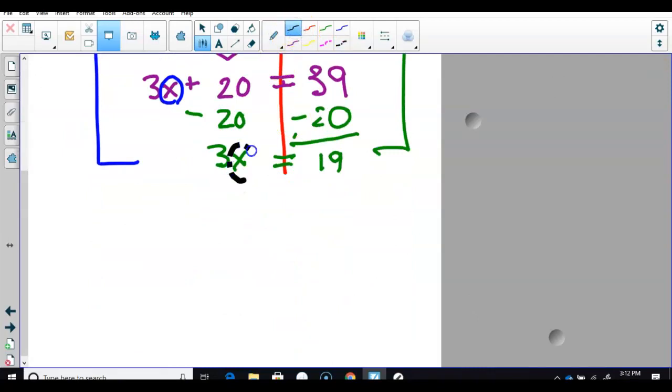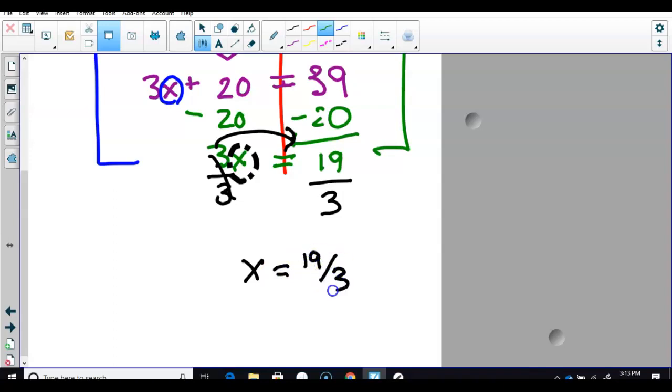I still need x by itself there, so I need to get rid of that 3. Since it's multiplication by 3, I want to bring that 3 to the other side. I do the opposite operation because it's going to the opposite side, so I divide by 3. If you put 19 divided by 3 in your calculator, you'll see it turns out to be a decimal, so you just want to leave it as an improper fraction. So our final answer is x is equal to 19 over 3.